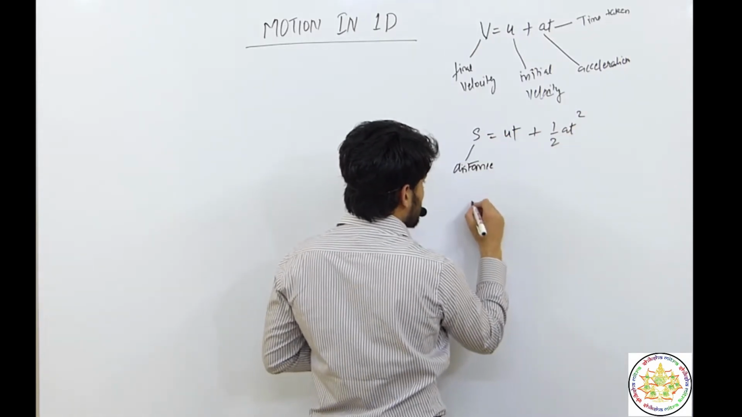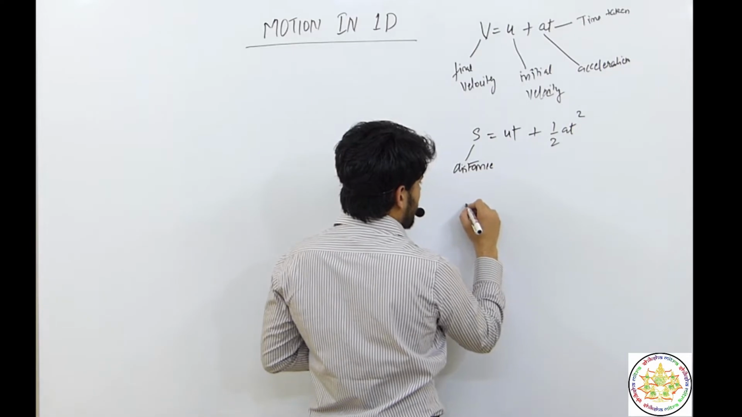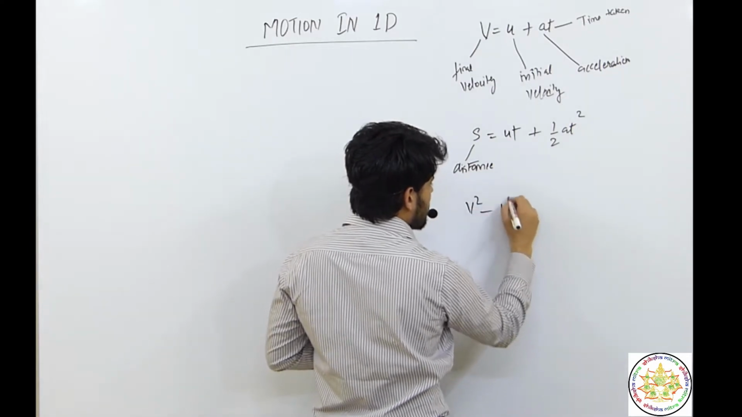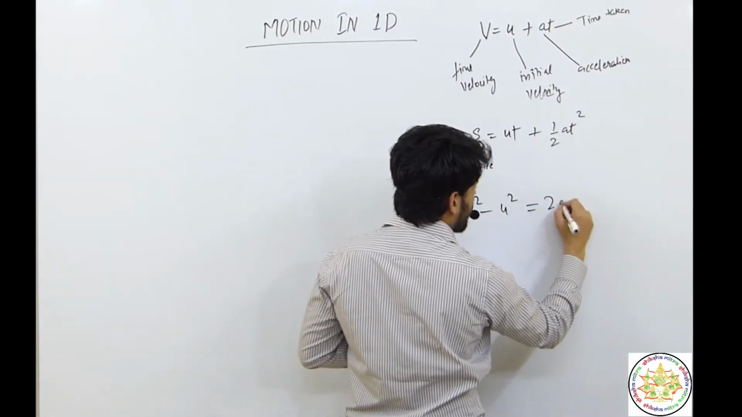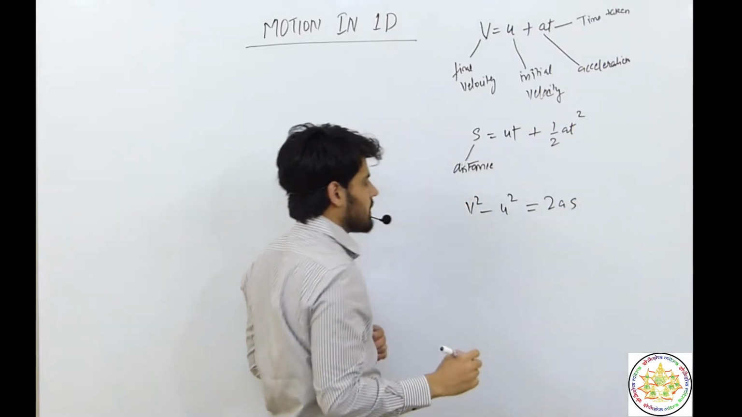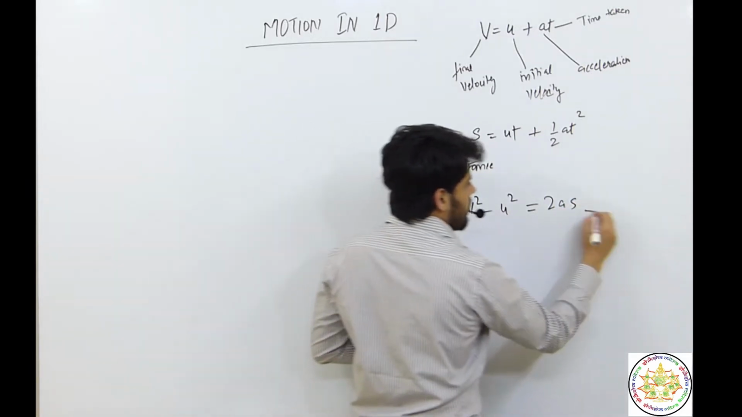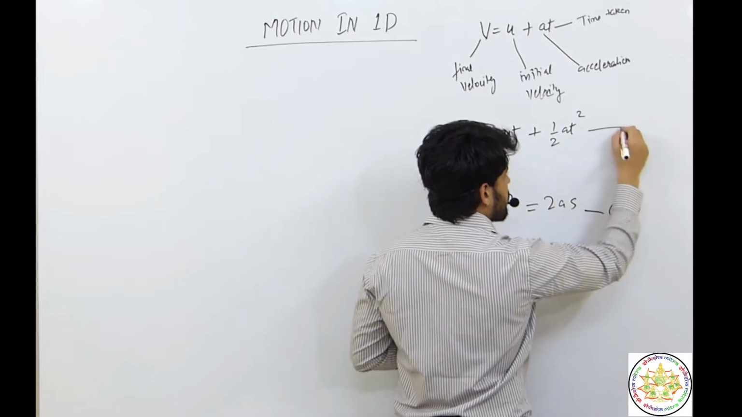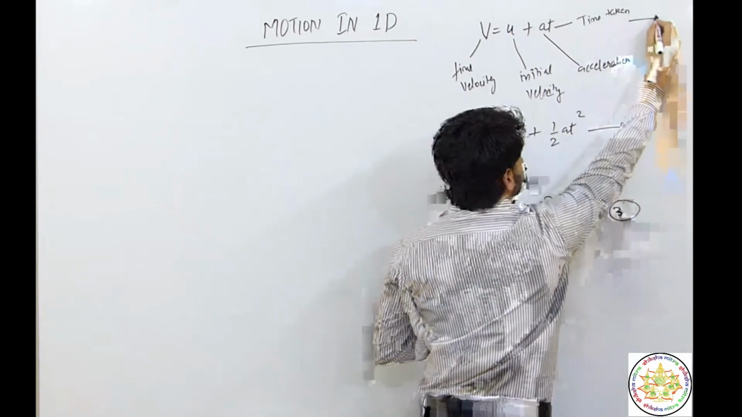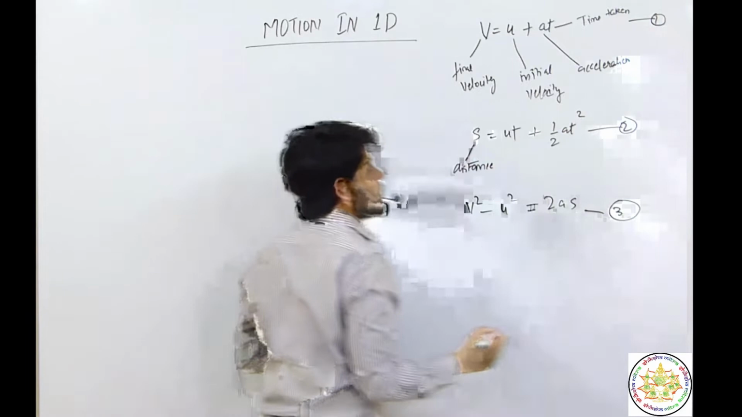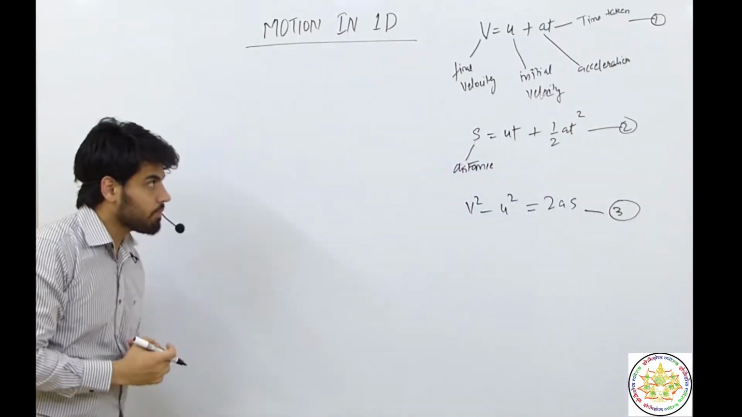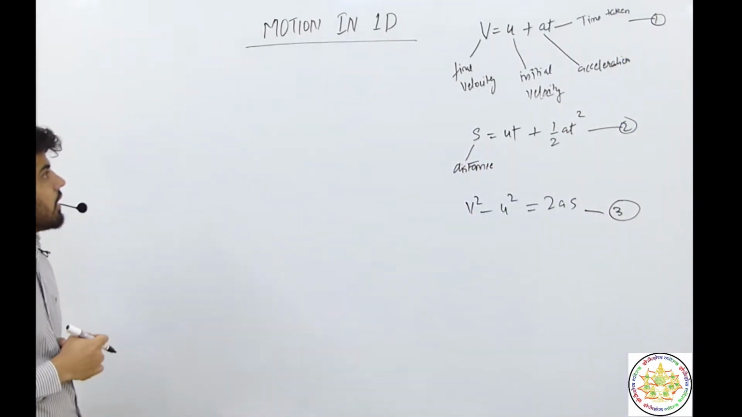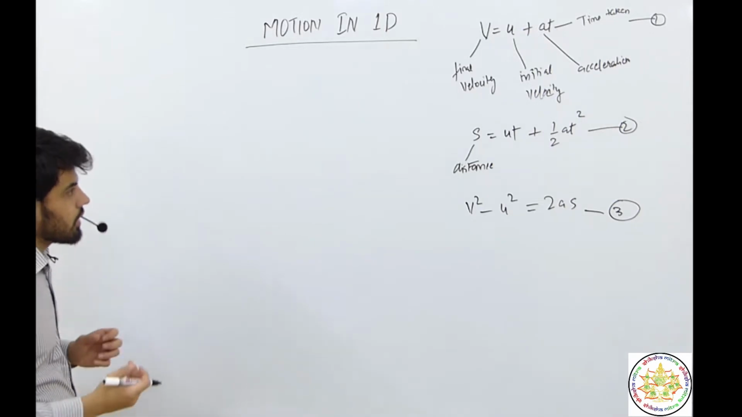And the third equation is V square minus U square equals 2AS. This is the third equation of motion. This is the second and this is the first. You must all be knowing this. Let's take one example.